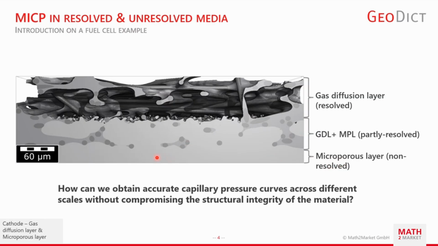So the question here is, how can we obtain the accurate capillary pressure curve across these different scales? We have the resolved top part of the structure, but we also still have the unresolved part on the bottom. The idea is that we would like to combine the information we have from both scales. So this is an upscaling problem in that case.